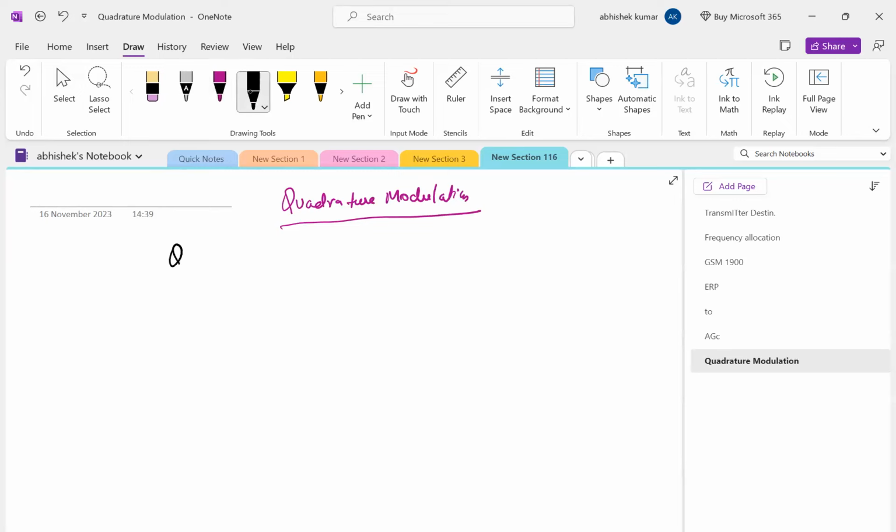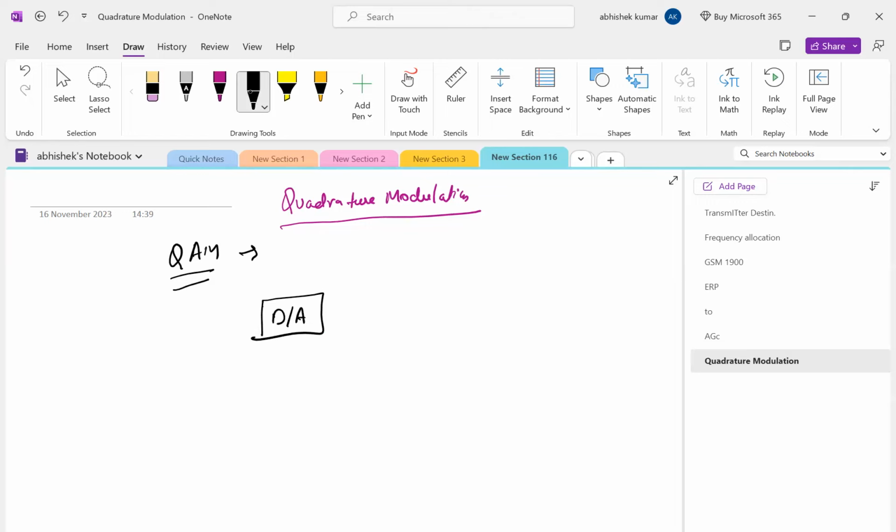We are doing the quadrature amplitude modulation. What do you mean by quadrature amplitude modulation? In quadrature amplitude modulation, we are changing the phase and amplitude of the message signal to have efficient transmission of the signal. The quadrature modulation looks like that.